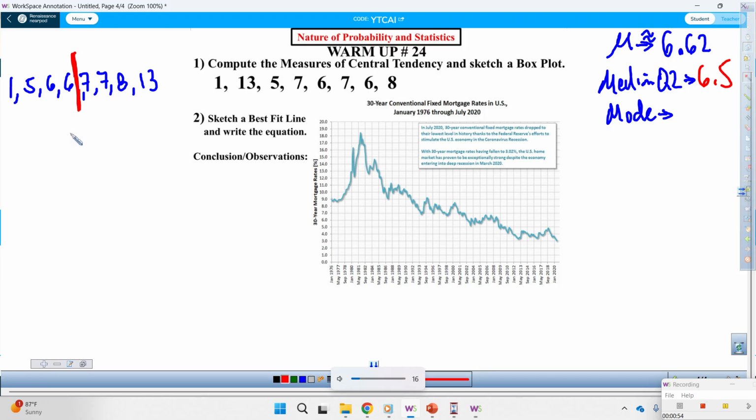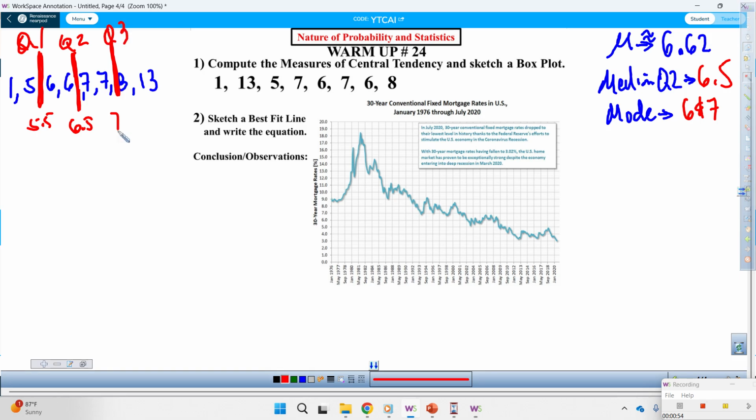Next, mode. What number repeats the most? 6 and 7. There you go. You have plenty of 6, 7 for the day, right? All right. So this is Q2. This is 6.5. Q1 is about right here, and that is 5.5. Q3 is about right here, and that is 7.5.